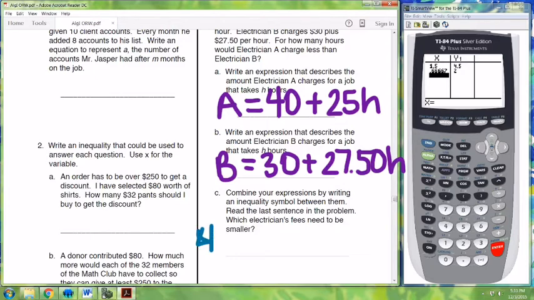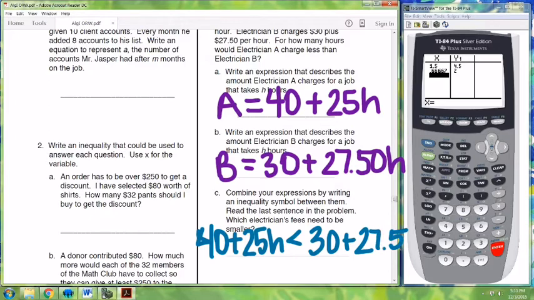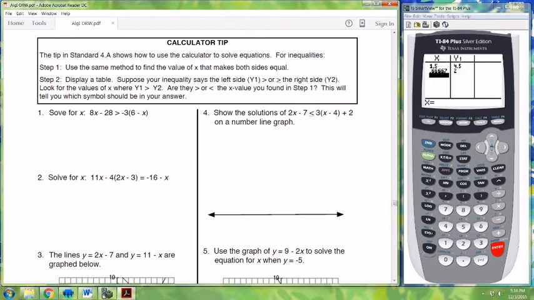So electrician A was 40 plus 25H. We're trying to see when this is less than electrician B, which would be 30 plus 27.50H. Okay? In the next section, I'm going to show you how you can use your calculator to actually solve these types of problems. This is going to work for inequalities and equations. We can do the same trick here.